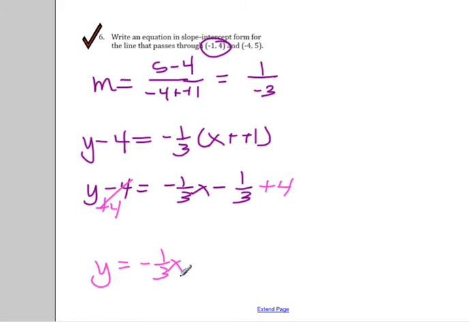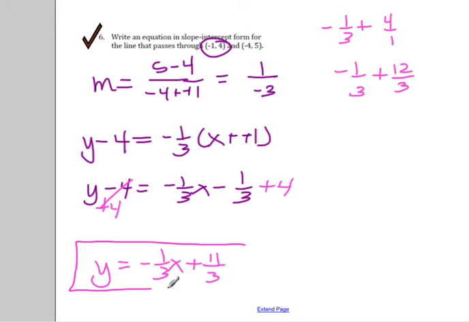You can write it a few different ways. You could write it as 3 2/3, or I would recommend getting a common denominator. So if I have -1/3 plus 4, it's really 4/1. I would say this is 12/3. -1 plus 12 is 11. So I would have plus 11/3, which is the same as 3 2/3. Okay, so there's using my point slope form.